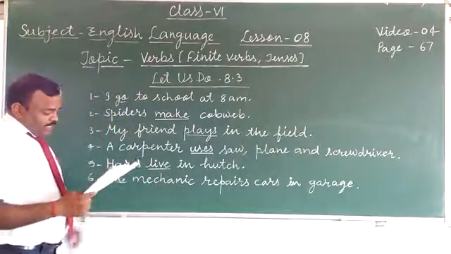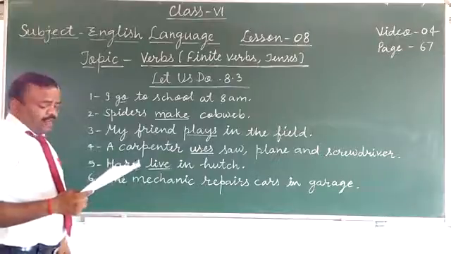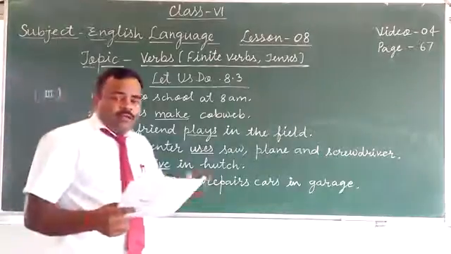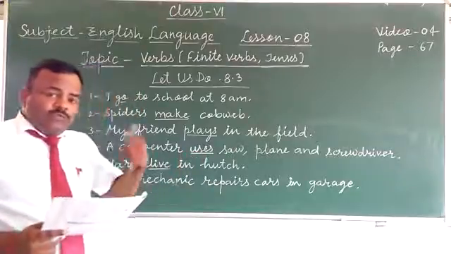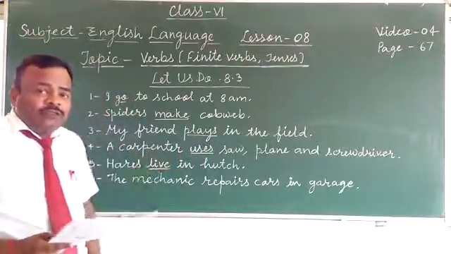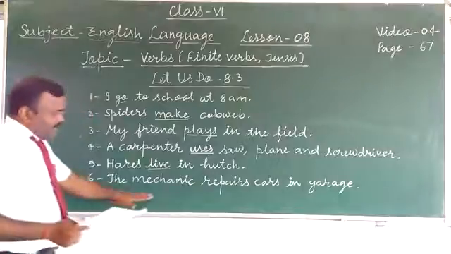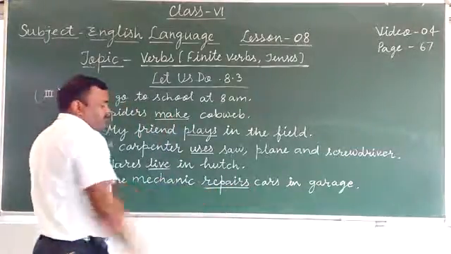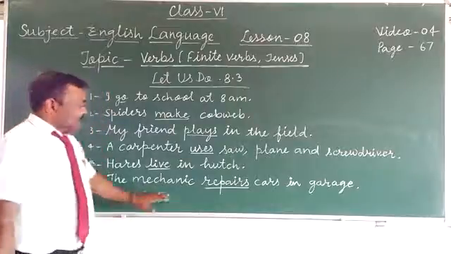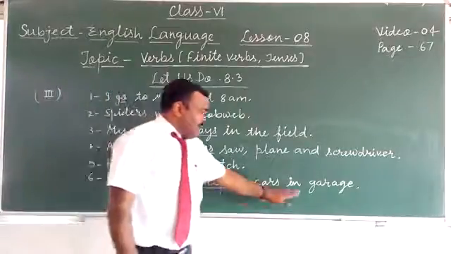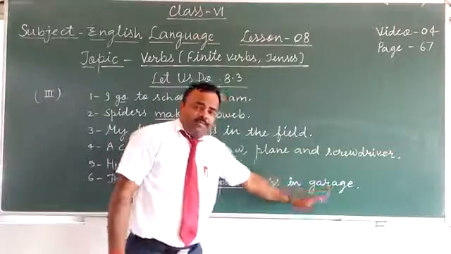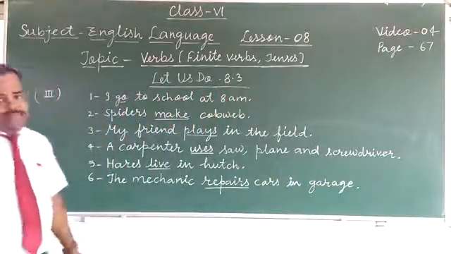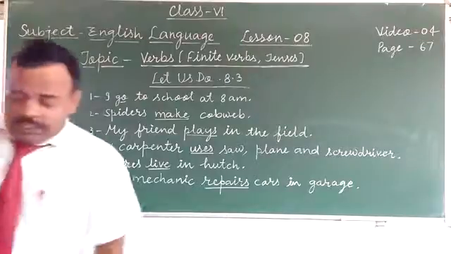The sixth one is, where does the mechanic repair cars? So does is given, it means we have to add s or es to the first form of the verb. The mechanic repairs. Repair is the first form of the verb, we have to add s. The mechanic repairs cars in a garage. Okay. The mechanic repairs cars in a garage. Note it down.